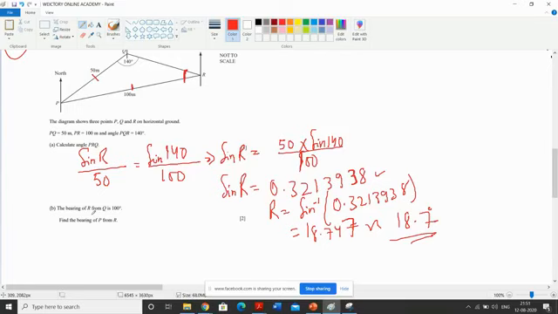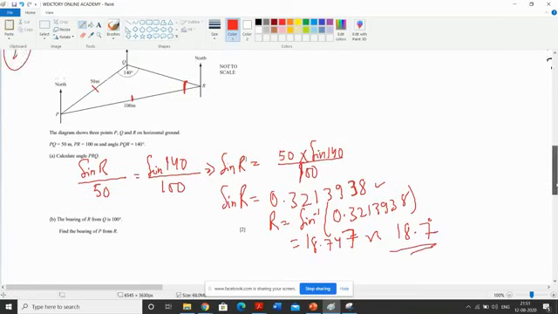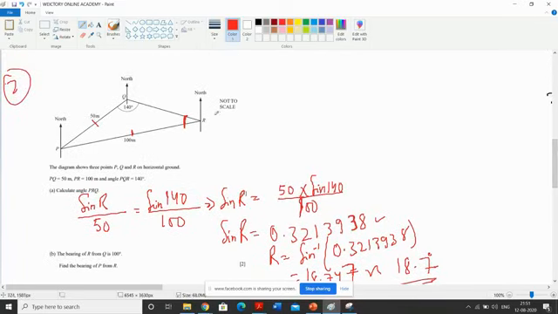Now it says the bearing of R from Q is 100. Bearing of R from Q means this angle is 100. So it is asking to find the bearing of P from R. It means you need to find out this particular angle. Bearing is always measured from north and it is clockwise.